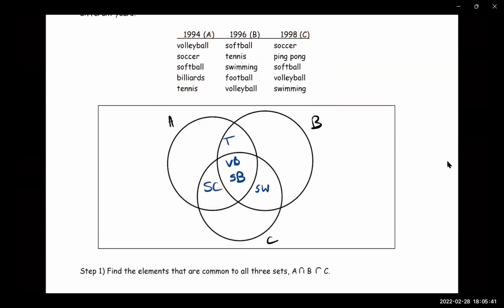Okay, so now we can focus on just A. What's in A that we haven't written down yet? Billiards, and that's it, right? Yes. All right, so I'll just put B for billiards. What's in B that we haven't written down yet? Football. Okay, I'll put FB. And finally, what's in C that we haven't written down yet? Ping pong. Just ping pong, right? Ping pong, PP.